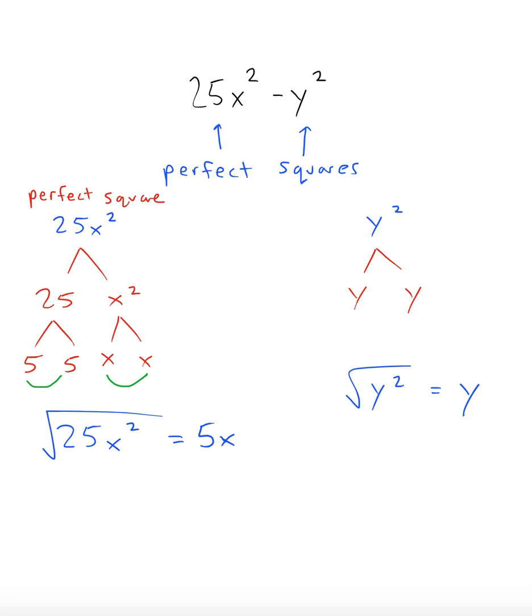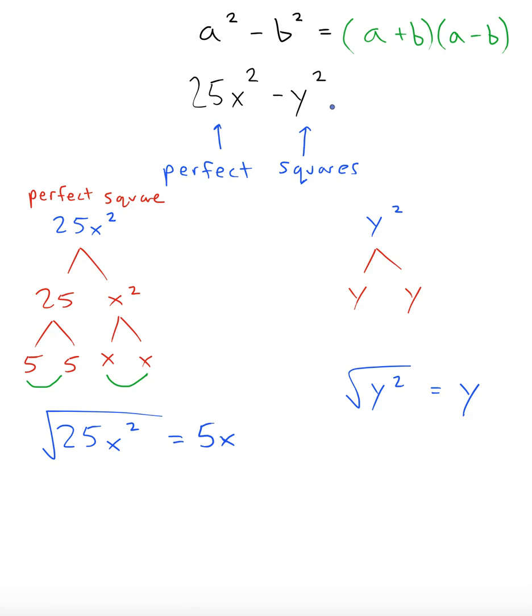Now, why does it matter that these are perfect squares? Well, there's actually a known form of a factorable expression that says if you have a difference of two perfect squares, then it will be factorable. It'll factor into the factors a plus b, a minus b.